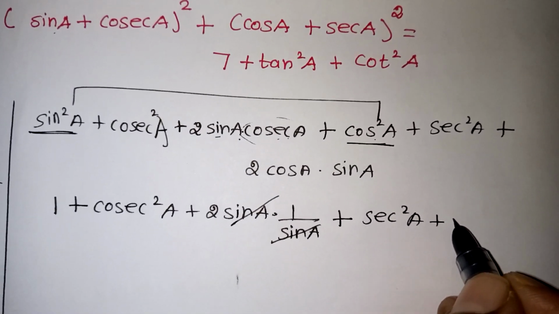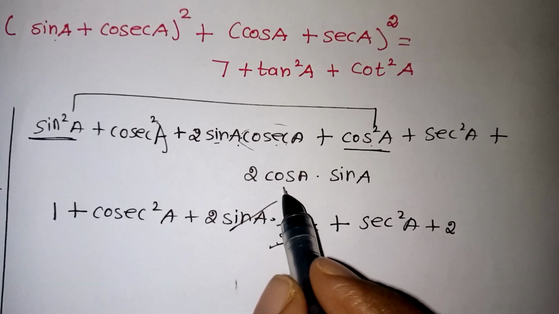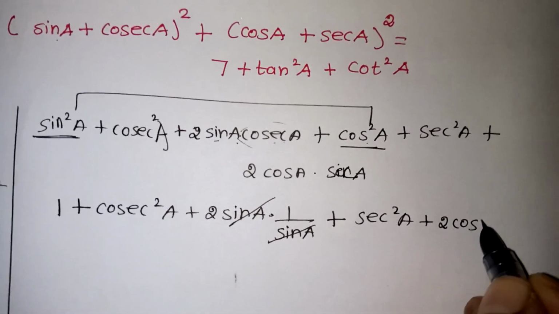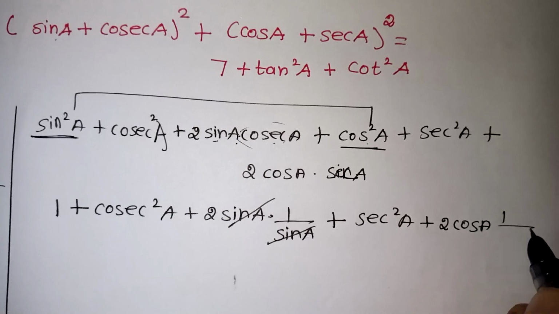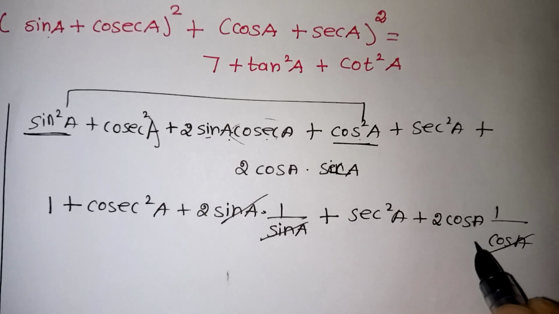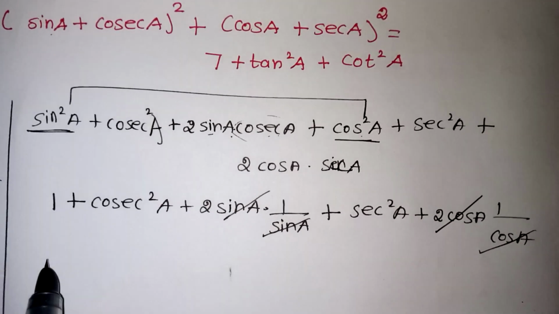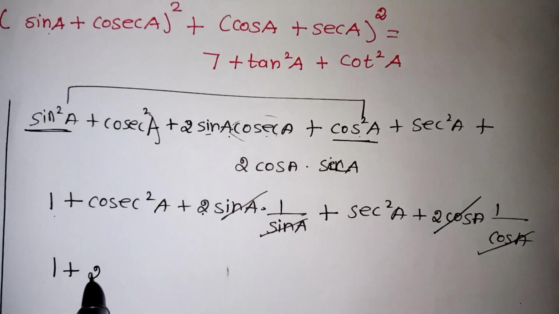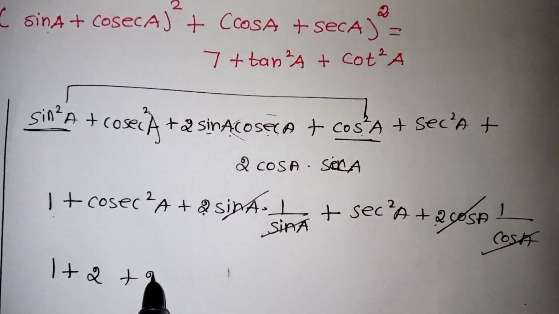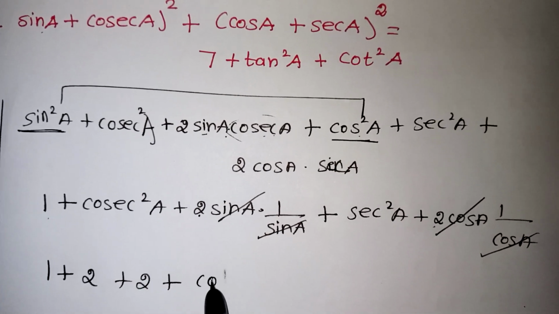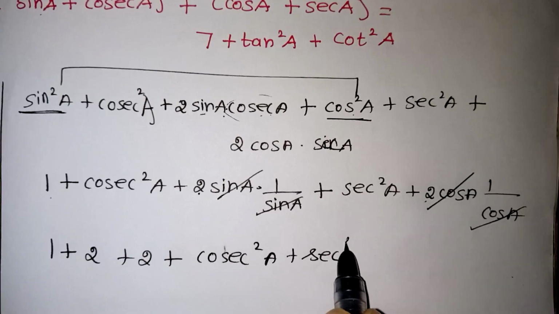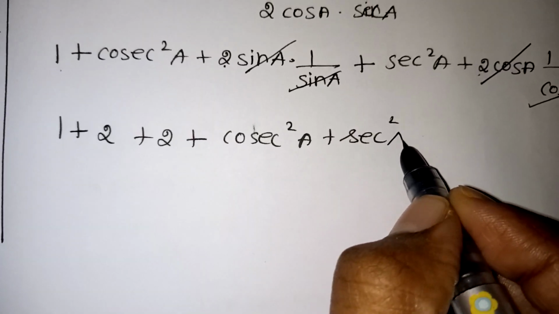Plus 2 into this one, cos A into here secant A. So this is secant only. So 2 cos A into secant A will be written as 1 by cos A. So cos A and cos A will get cancelled. So here 1 plus, here we have 1 2, here we have 1 2, plus this one cosecant squared A plus secant squared A. So these are the terms we are getting.